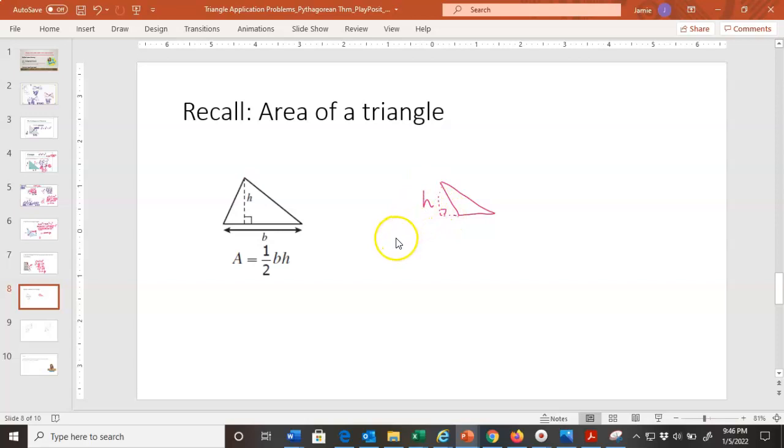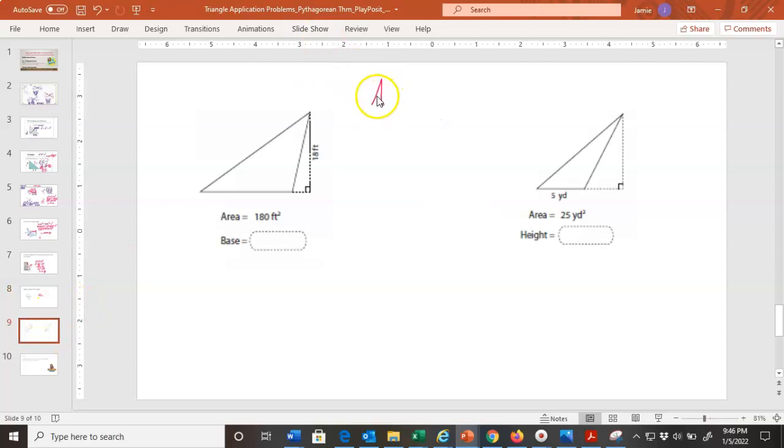So it just kind of depends how it's drawn. This is on your formula sheet, so I wanted to make sure to point that out. The formula sheet you can use on any quiz or test in our class, and then also on your SOL at the end of the year. So let's try it. Area is 1/2 base times height.